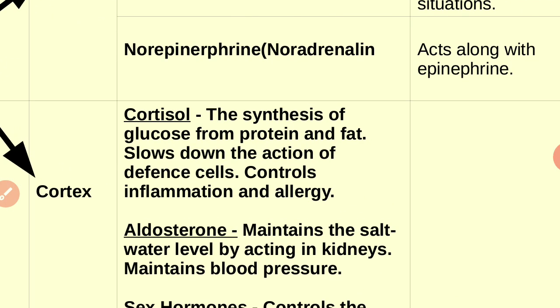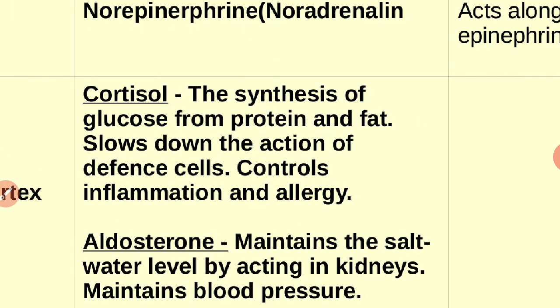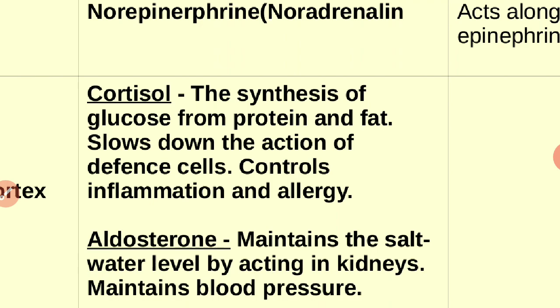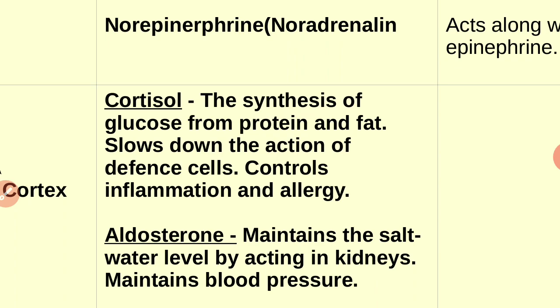What is the function of the cortex? What is the function of cortisol? The cortex produces cortisol. It synthesizes glucose from protein and fat. This is one of the roles of cortisol. From protein and fat, it helps to synthesize glucose. This is not the main function; this is one of the functions.